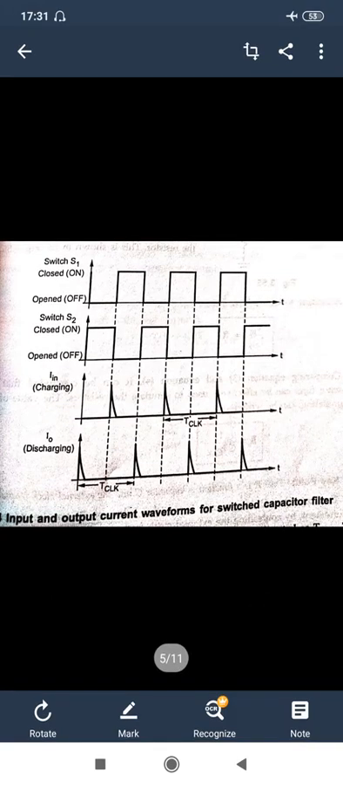The time between the closing of switches S1 and S2 is called the clock time, denoted by T clock, and it is controlled by the external clock. Thus, if the switches are opened and closed at a faster rate, then the frequency of occurrence of the current pulses will be high, but their amplitudes will remain unchanged.